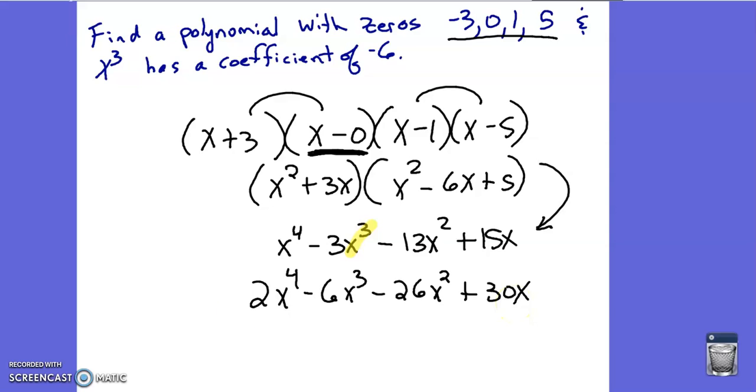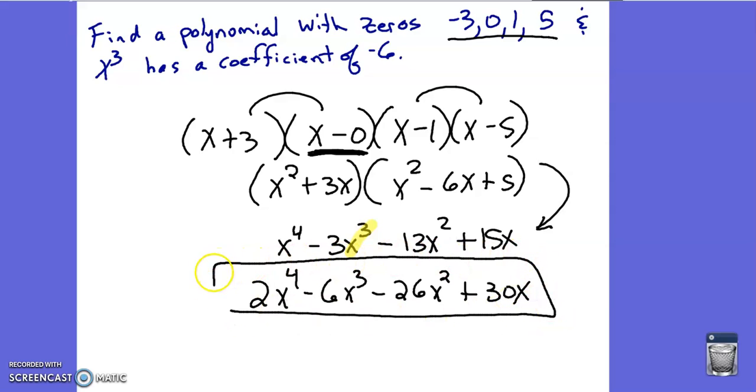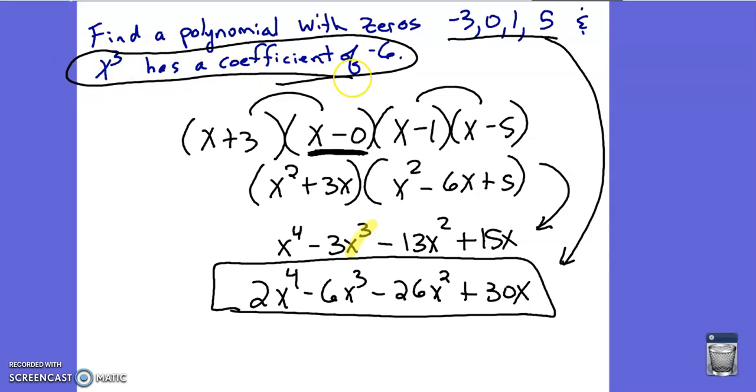So notice I found the polynomial that I'm looking for that has these 4 zeros, and x cubed has a coefficient of -6. That's part 2 of the 3.3 video. So make sure you watch part 1 and part 2 about polynomial division.